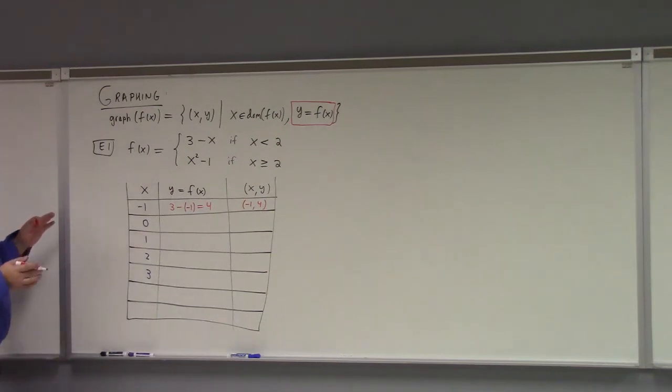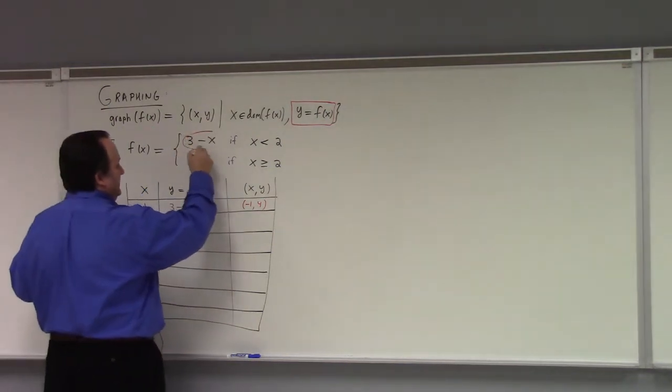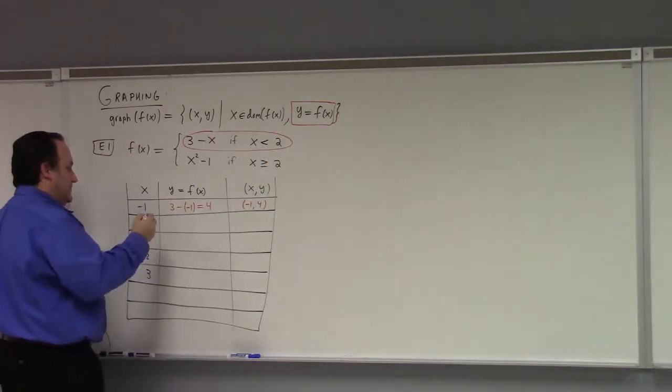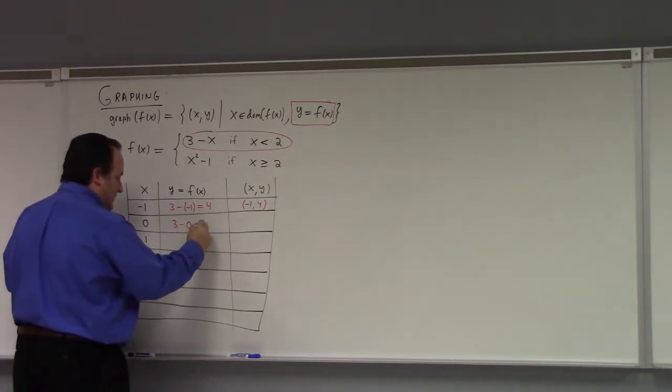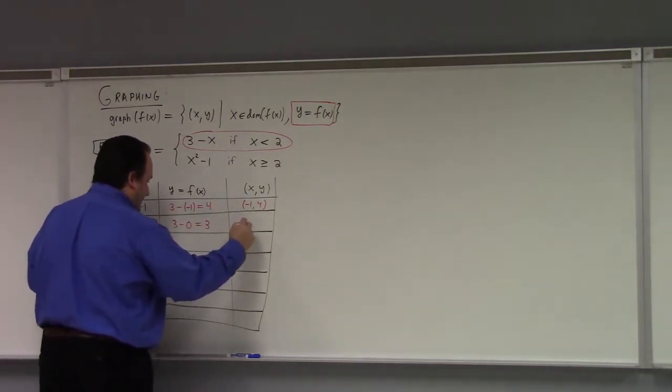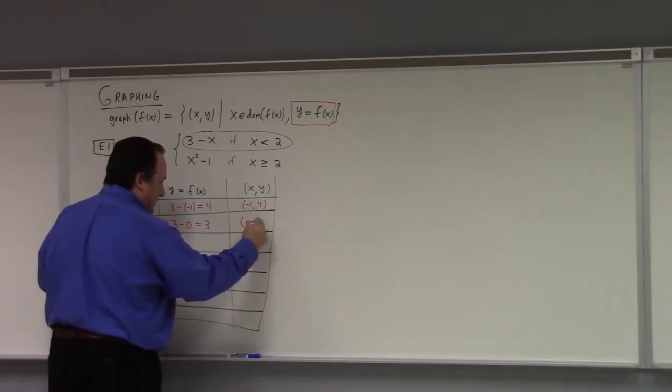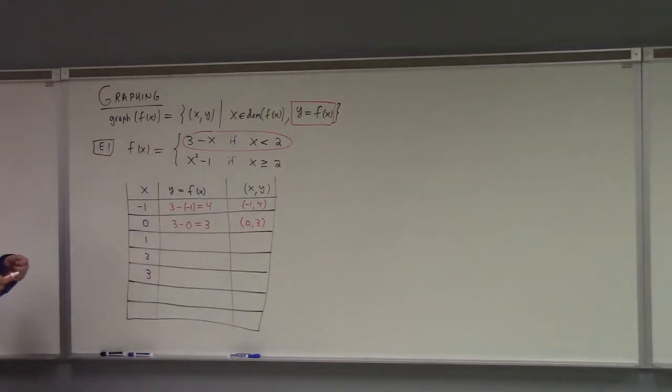Okay, next, 0. Which case is 0 in? Well, 0 is still in case 1, right? I'll circle this, case 1. This case right here. So still we're there. So 3 minus 0 is 3. And so that gives us the point (0, 3) on our graph, right? X goes in the first, Y goes in the second.